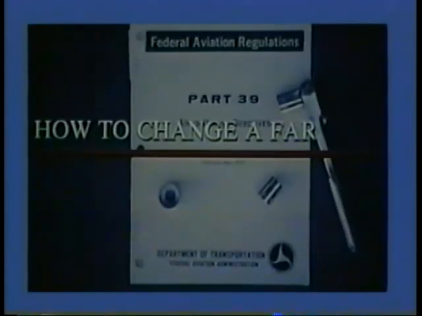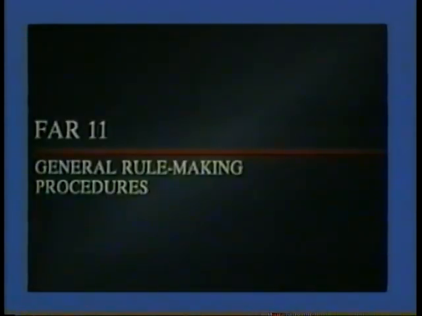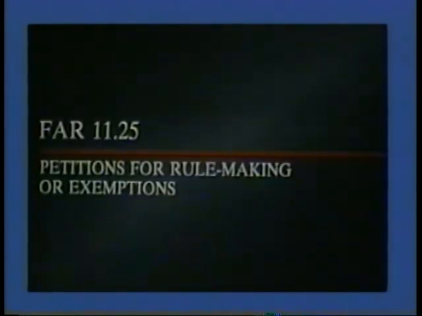How is an FAR changed? You change a regulation like you change a tire. An FAR is changed with another regulation. FAR 11, General Rulemaking Procedures, tells you how to change the tire, regulation. Section 11.25, Petitions for Rulemaking or Exemptions, is one of the most important rules in FAR 11. This rule has specific instructions on how you can petition or request the FAA for an exemption to an existing rule or even to create a new FAR. It would be wise if you read Section 11.25.